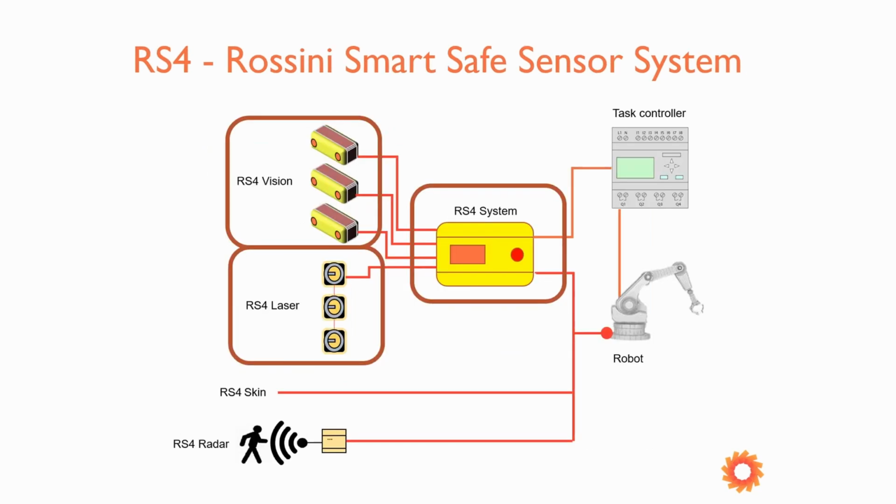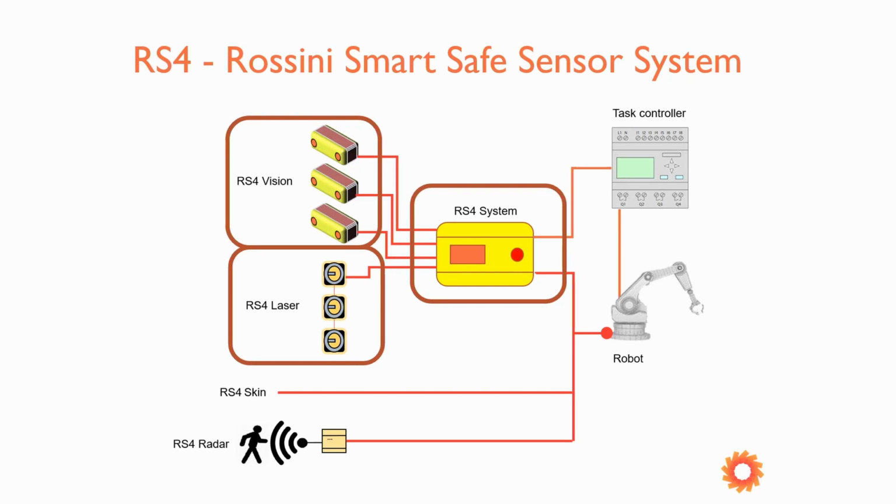So this is the connection diagram, I would say, and on the right we have the RS4 system controller, which is a component that is in charge of collecting the data from different kinds of sensors. For example, on the left we have the RS4 Vision sensor, which are 3D cameras that we developed from scratch in the project in Data Sensing, and can be connected up to 4 to the RS4 system.